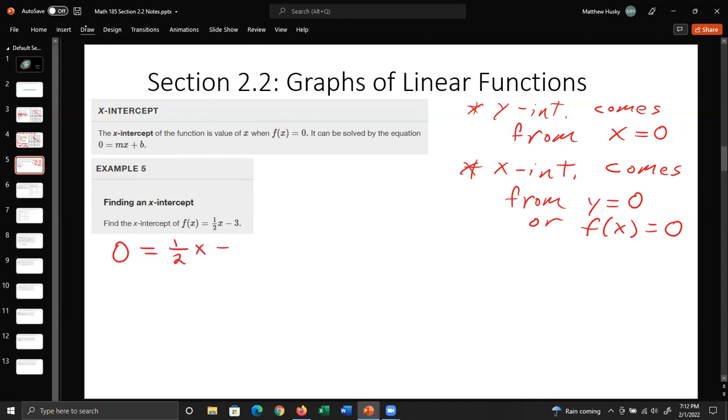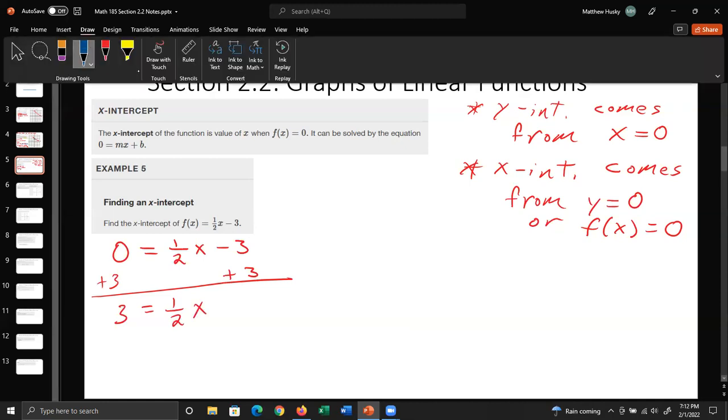You're going to set the equation equal to 0, and then do a little bit of algebra here to solve that and find what number that gives you. So since we are subtracting 3, the first thing we will want to do is add 3. So 3 equals 1/2 x. If you want to get rid of a half, you need to multiply by 2.